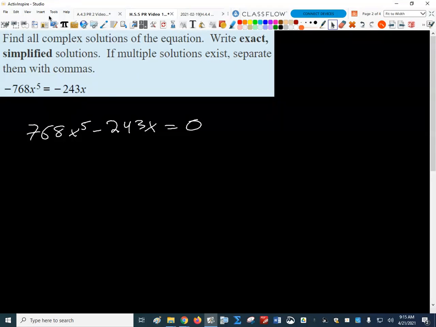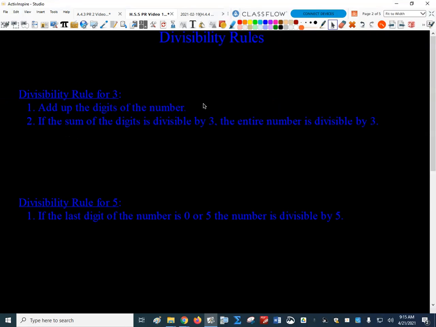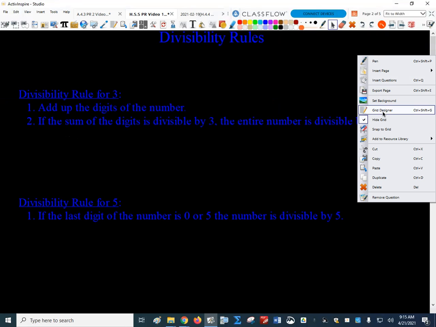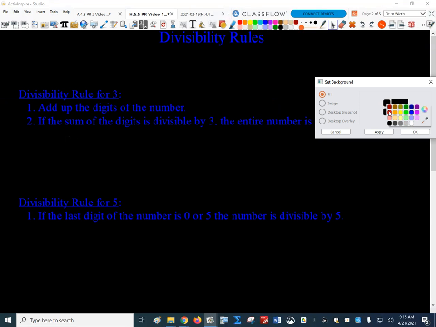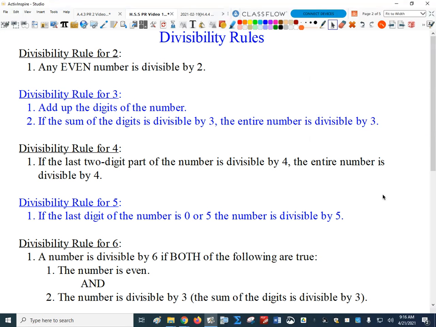I've got some tricks here. Ooh, that looks weird. Let's change the background. There, that's better. Okay, there are some little divisibility rules. I'm just going to remind you, you probably know most of these, but I want to remind you about these. These are good little tricks for determining whether these numbers divide into a bigger number.